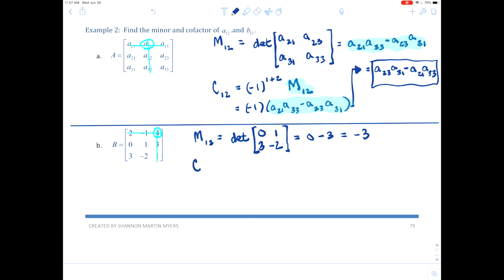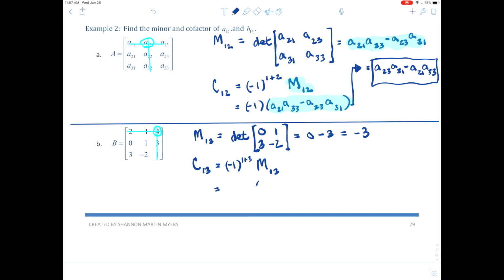Now, C13, the cofactor for entry B13 will be -1 raised to the 1 plus 3 times the minor of the B13 entry. So that was what? Good, -3, so I'll put that in place of the minor. -1 to the 4th is just +1, and so this gives us a result of -3. Cool, cool? So what do you notice?